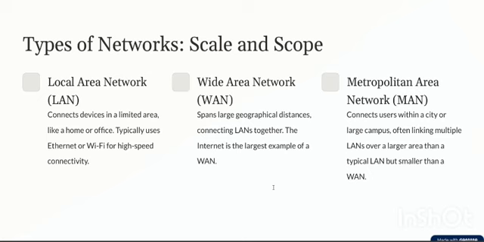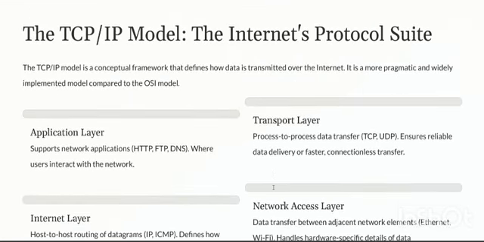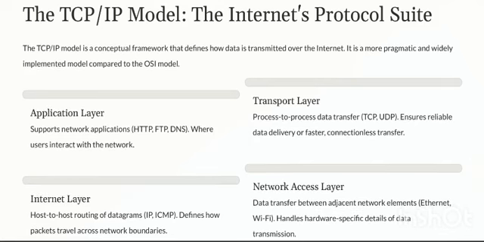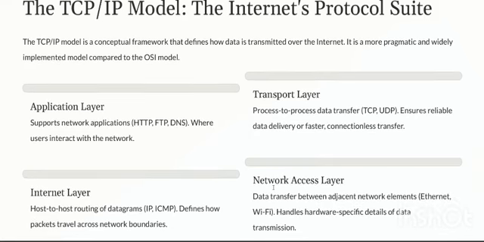Next we go about the TCP/IP model overview. The TCP/IP model defines how data moves through the internet. It has 4 layers. First is the application layer, then the transport layer, the internet layer, and the network access layer, each handling specific communication tasks.